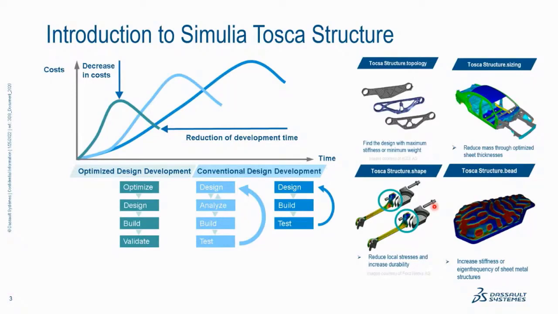And finally, we have the Tosca structure bead optimization. And here we try to find an optimal bead pattern on sheet metal parts to increase their stiffness or to improve their eigenfrequency characteristics.